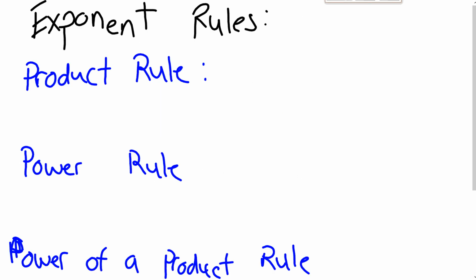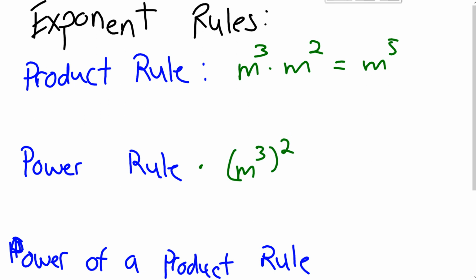Okay, so if you can remember the exponent rules, product rule, right? When we multiply by the same base, we go ahead and add our exponents. So this is 3 and this is 2, then it is m to the 5th, right? Multiplied by the same base, you add exponents. Power rule: if I raise a power to a power, so m to the 3 raised to the 2, that is m to the 3 times 2, so that's m to the 6th.